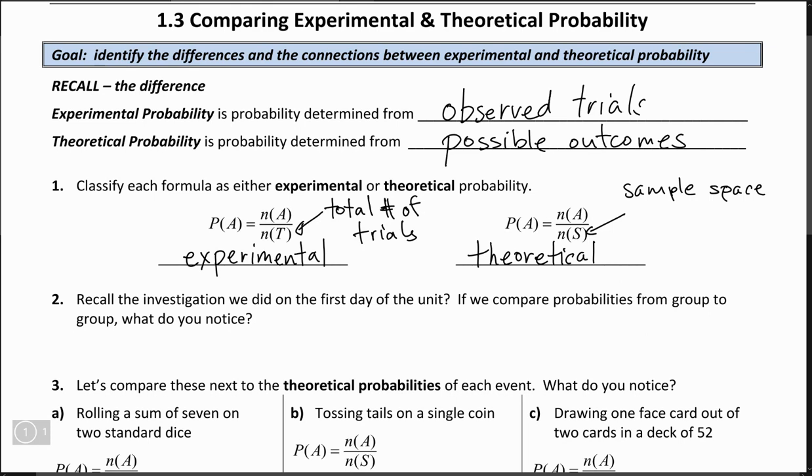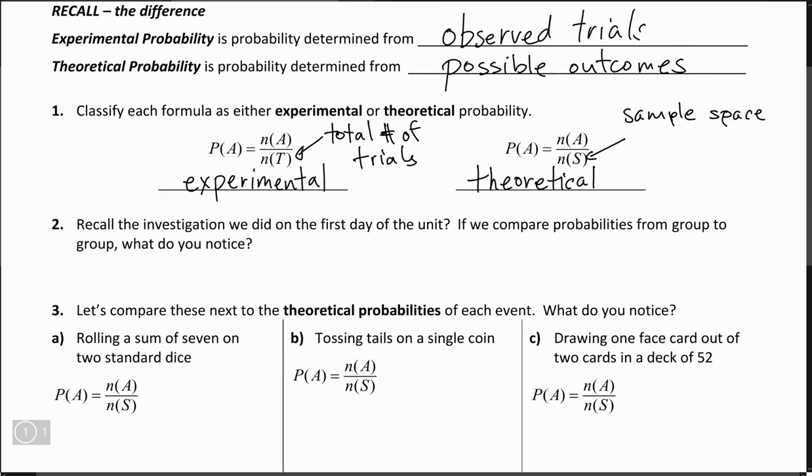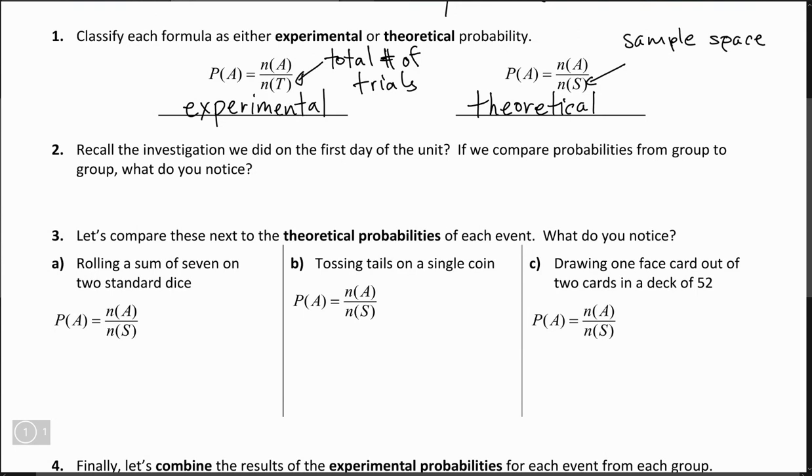Okay? So recall the investigation we did on the first day of the unit. If we compare probabilities from group to group, what do you notice? When you do the experimental probabilities, everyone had a different probability.